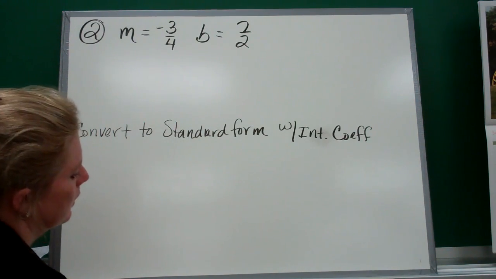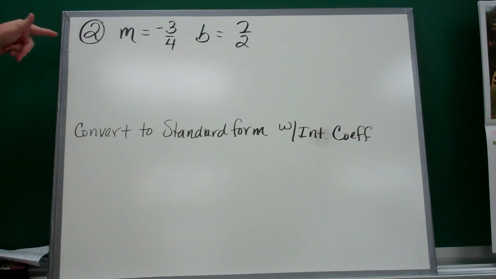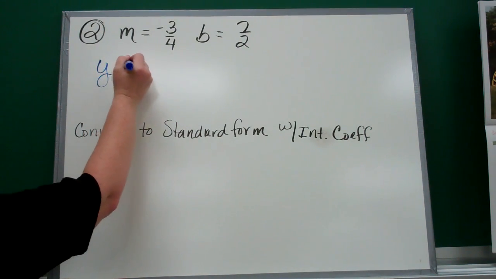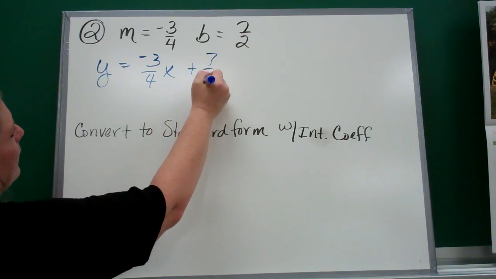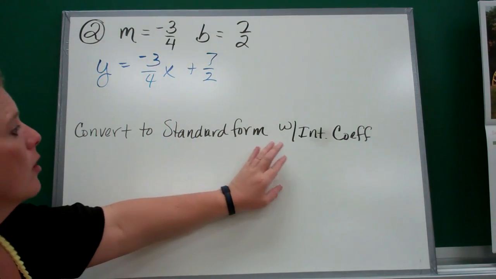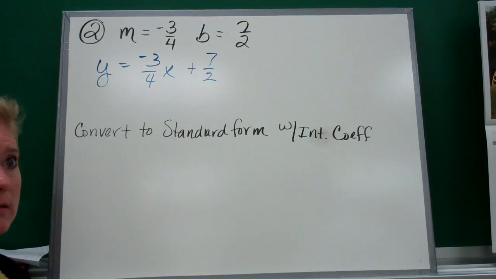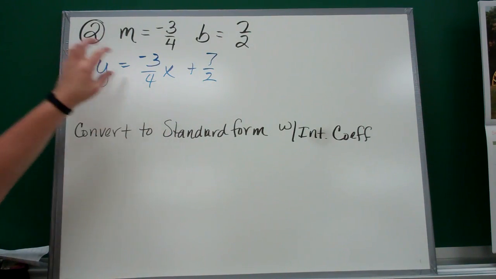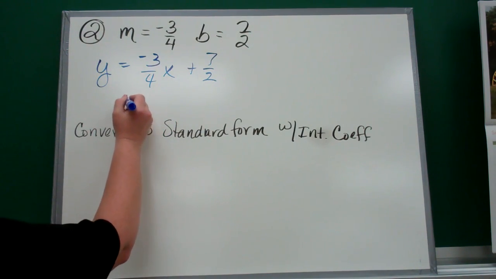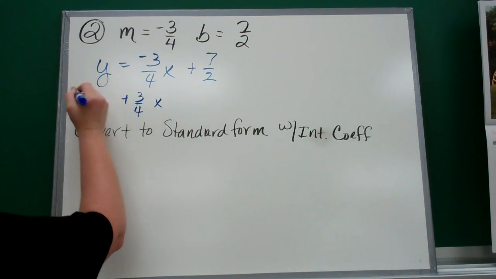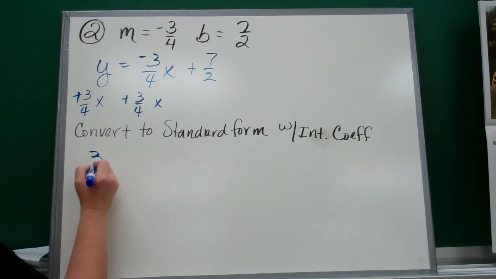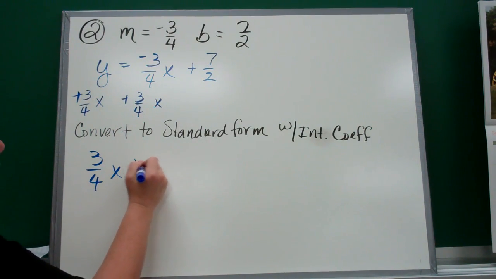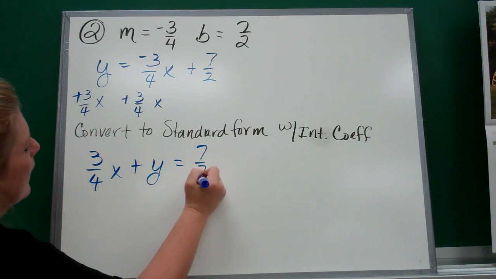Okay, next one, m and b. Hey, I like m and b. y equals negative 3/4 x plus 7/2. Convert to standard form with integer coefficients. We like to see integers for coefficients. So let's convert to standard form by adding the 3/4 x to both sides. That's going to give us 3/4 x plus y equals 7/2.